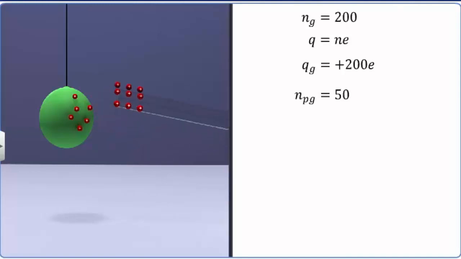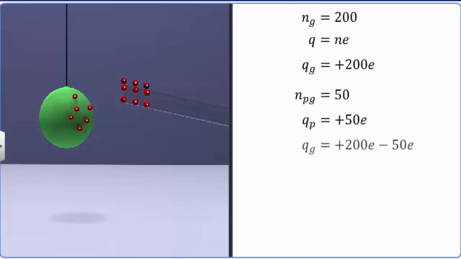Now, the pith ball has the deficit Np of 50 electrons, which implies that the charge on the pith ball, Qp, is equal to plus 50E. Similarly, the glass now has a charge of plus 200E minus 50E, where minus 50E is the charge due to the 50 electrons gained by the glass. Therefore, the effective charge on the glass is plus 150E. Hence, it has become less positively charged compared to its original state.